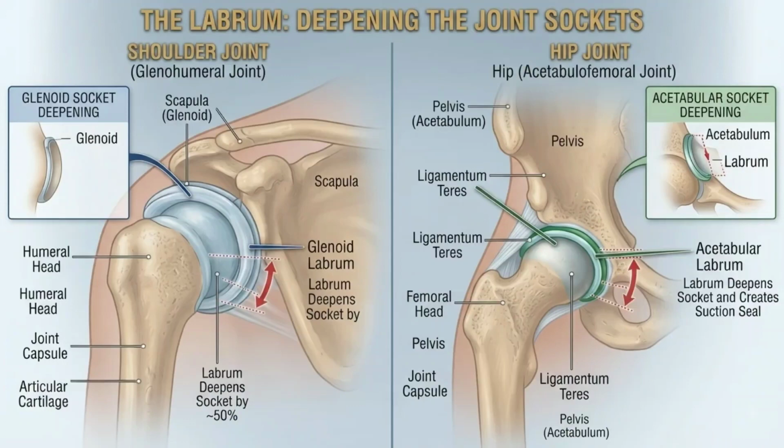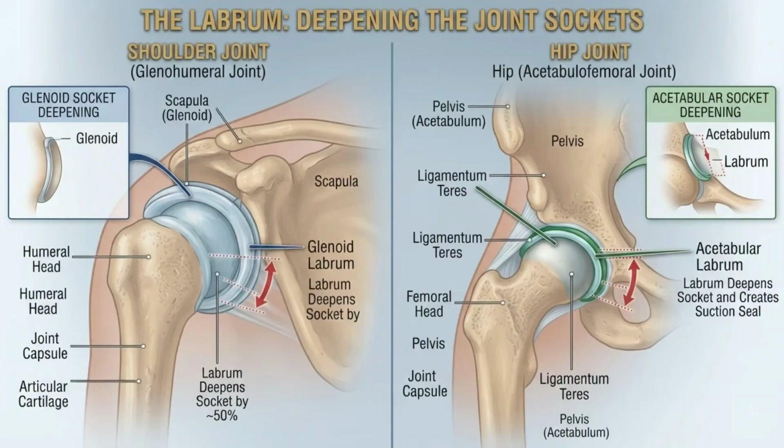A labrum is a fibrocartilaginous rim around the edge of certain joint sockets. Two important examples are the glenoid labrum of the shoulder and the acetabular labrum of the hip. The labrum helps deepen the socket and contributes to joint stability and load distribution.